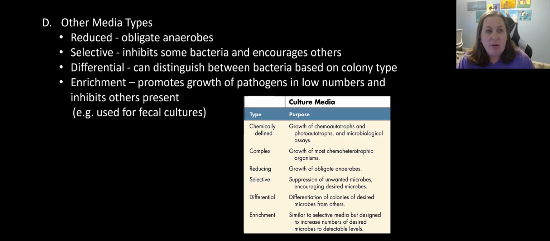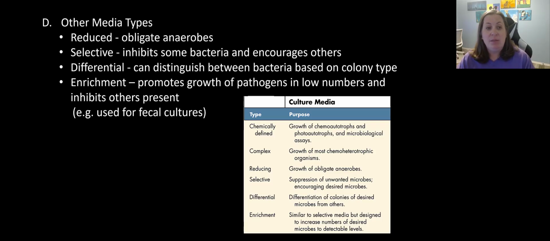Other media types are going to be things like reduced media. Reduced media is where obligate anaerobes can grow. Selective media is going to select what gets to grow, so it inhibits some bacteria but encourages others. We're going to see that some of these encourage the growth of gram-negative but discourage or stop the growth of gram-positive. It just depends on the type of agar. Some agars are differential, which means they can distinguish between different bacteria based on the colonies that are growing on them.